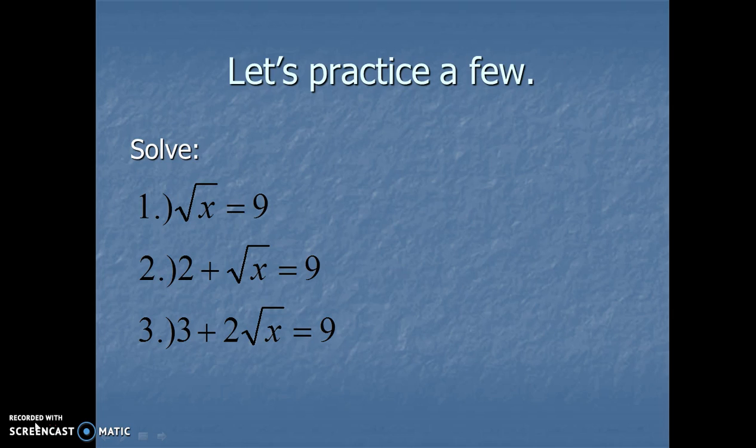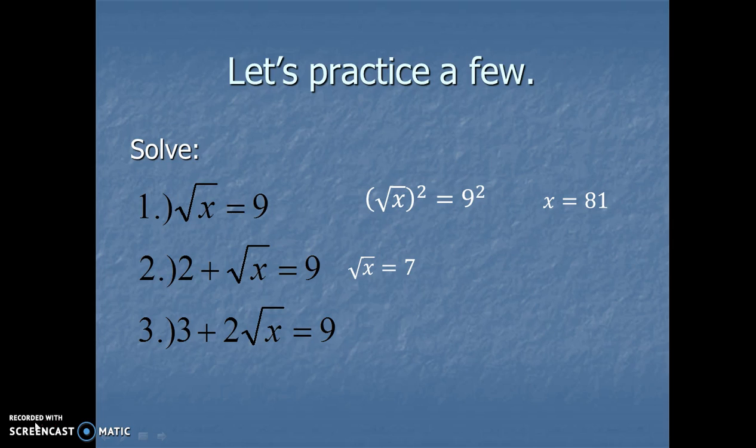3 more. They all kind of look the same, but they're going to have different steps. Number 1, the radical is already by itself, so the only thing I have to do is square both sides. Square square root, it goes away, and 9 squared is 81. Alright? Number 2 is different because number 2 is being added to the radical. So we're going to have to get rid of that plus 2 first by subtracting 2 from both sides. We end up with the square root of x is equal to 7.